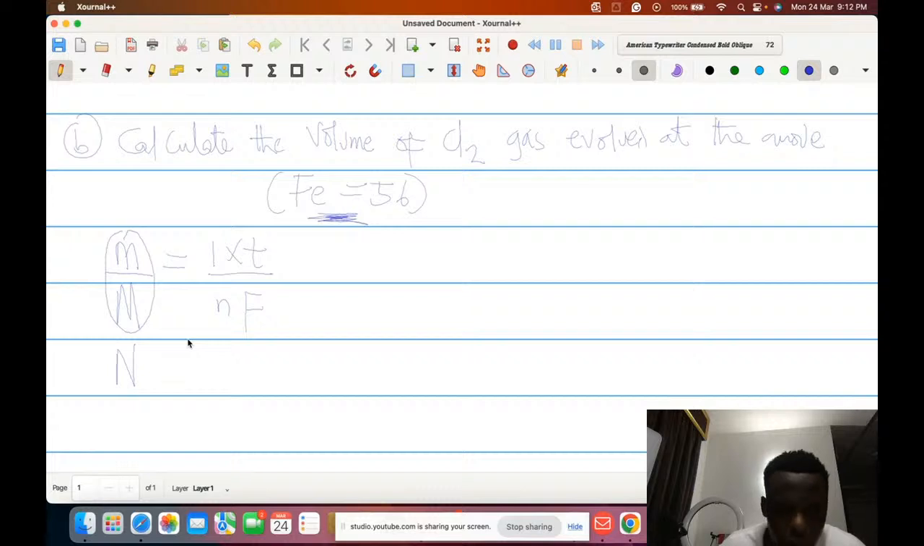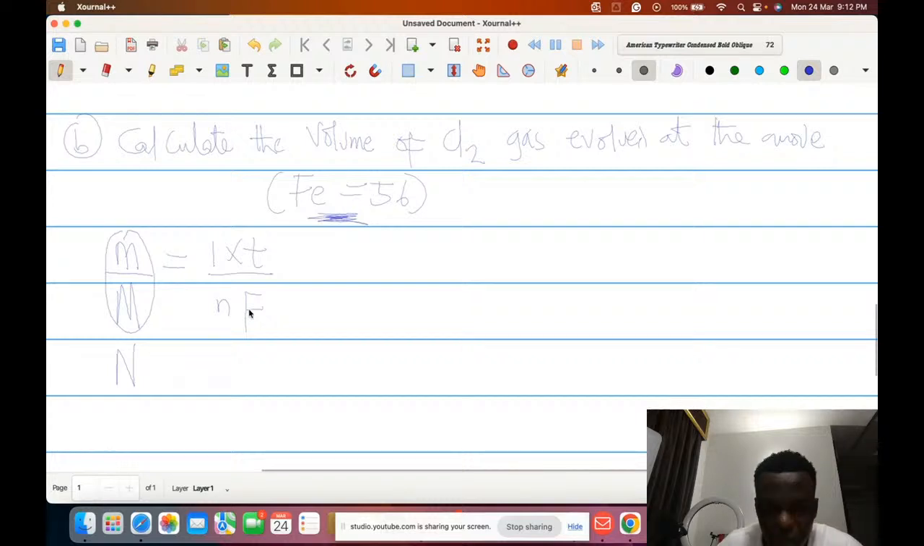All right. So I'm not going to represent this with small letter n because we already have a small letter n here, which stands for the number of moles of electrons. This small letter n is different from this capital letter N. This capital letter N is gotten from the normal mole equals mass over molar mass, while this small letter n is the number of moles of electrons.